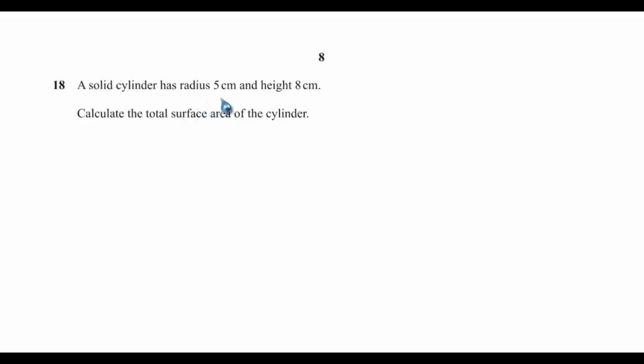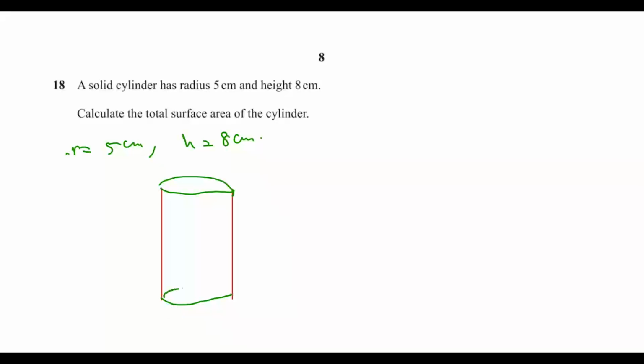A solid cylinder has radius 5 centimeters and height 8 centimeters. Calculate the total surface area of the cylinder. So the radius is given as 5 centimeters. Then the height is equals to 8 centimeters. So if you like, you can quickly sketch. You can just draw a cylinder like this if you want. Then you can put the top here like this, and do the same thing here, and just have a sketch of that. So this will be the height, and it is 8 centimeters, and this will be the radius, that will be 5. So this will also be the radius, 5 centimeters here.